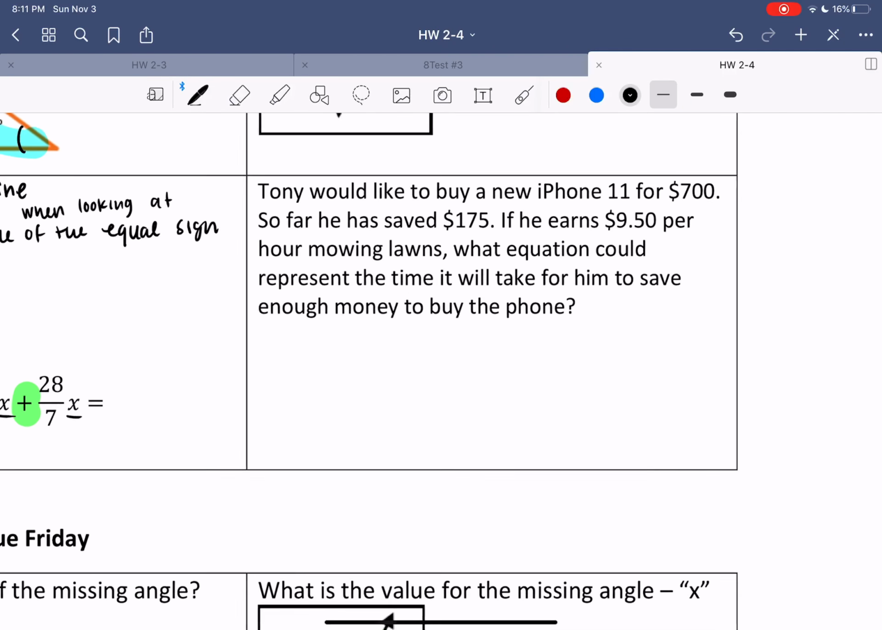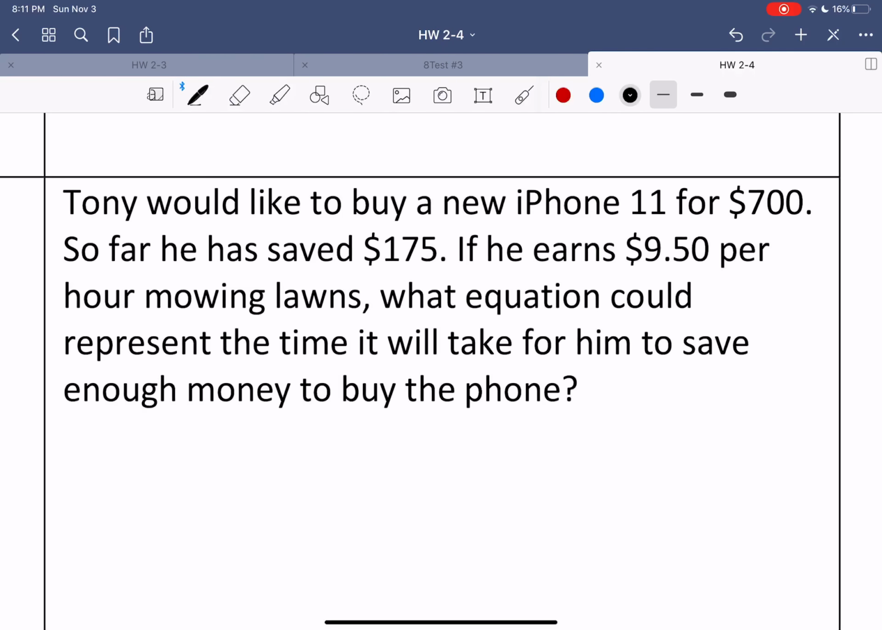All right. Okay, this one says, Tony would like to buy a new iPhone 11 for $700. So far, he has saved $175. If he earns $9.50 per hour mowing lawns, what equation could represent the time it will take for him to save enough money to buy the phone? So they're asking us to write an equation, so we're going to go ahead and circle constants and box variables.